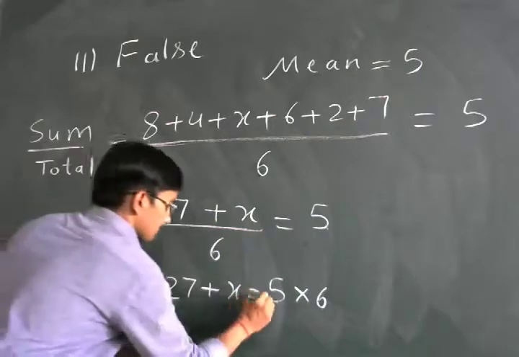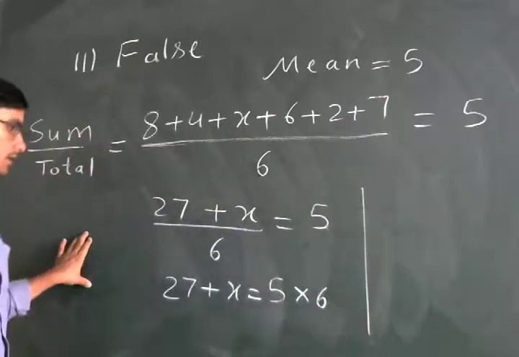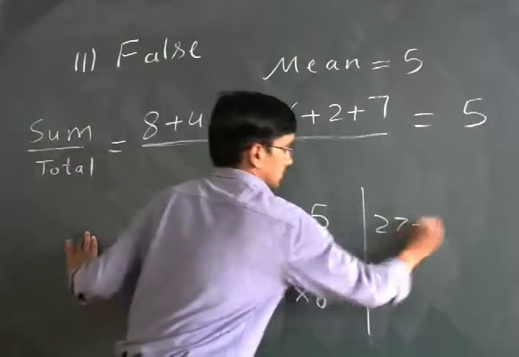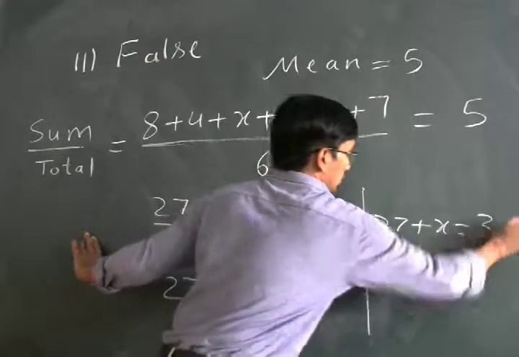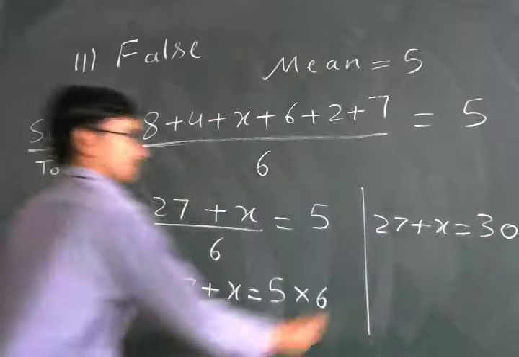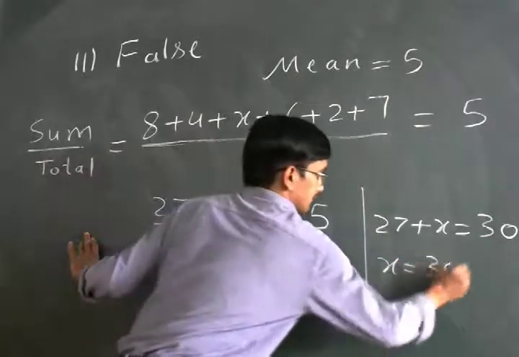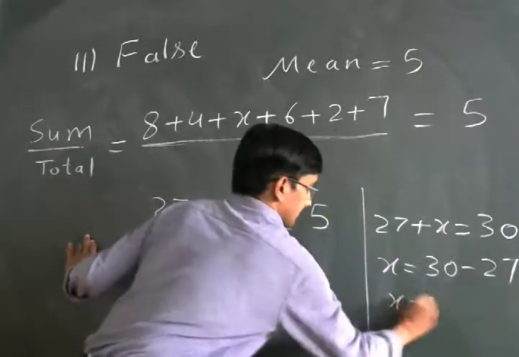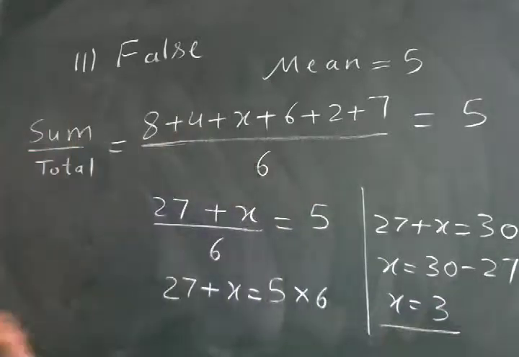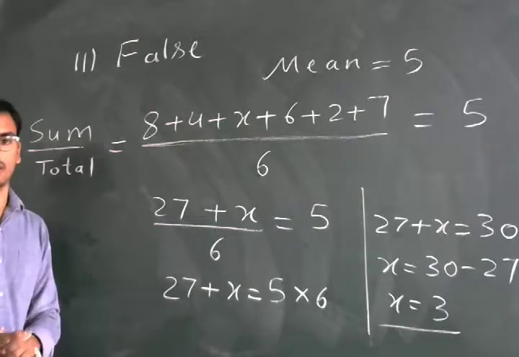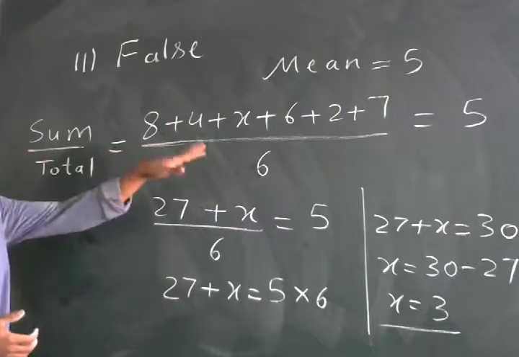So 27 plus x is equal to 30. And 27 will come to the left side, so it will become 30 minus 27, x equal to 3. Very good. So the value of x is 3 here because the mean is already given.